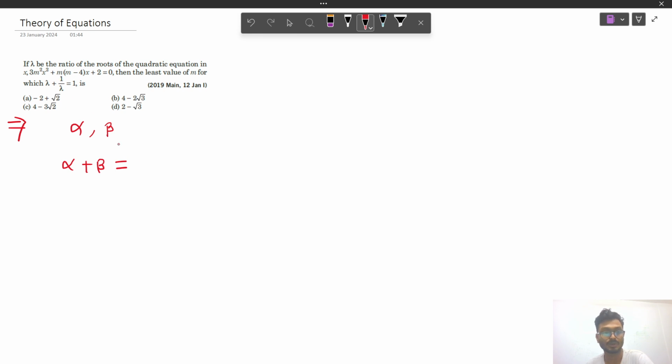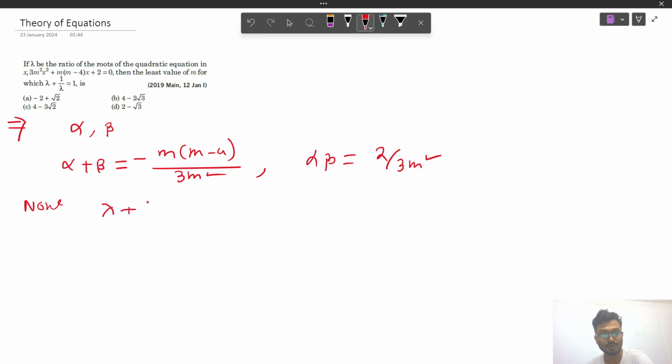That means here b is minus m into m minus 4, divided by a, which is 3m square. And also alpha beta, the product of the roots, equals c by a, that means 2 by 3m square. This is given, and it is also given that lambda plus 1 by lambda equals 1. That means lambda is alpha by beta, plus 1 by lambda means beta by alpha, equals 1.